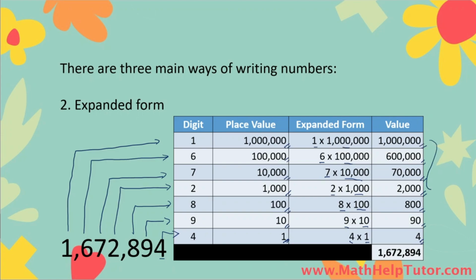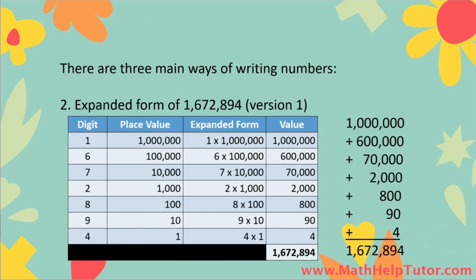Notice that the sum of the values of each digit in the number gives us the number itself, which is 1,672,894. Now, there are two versions of the expanded form of numbers.